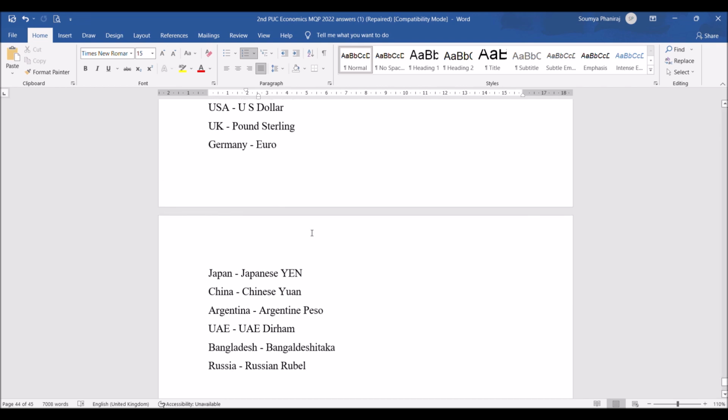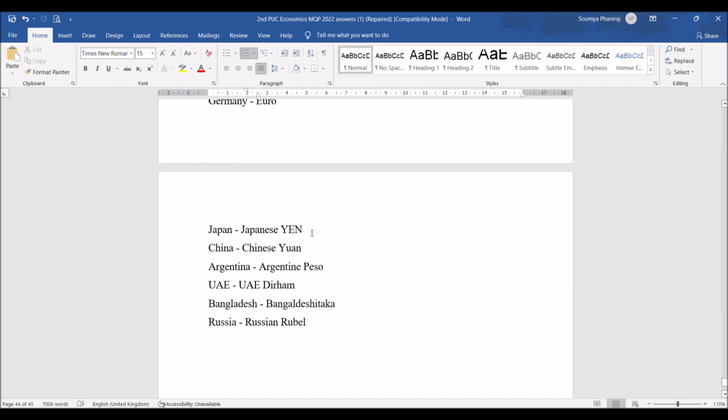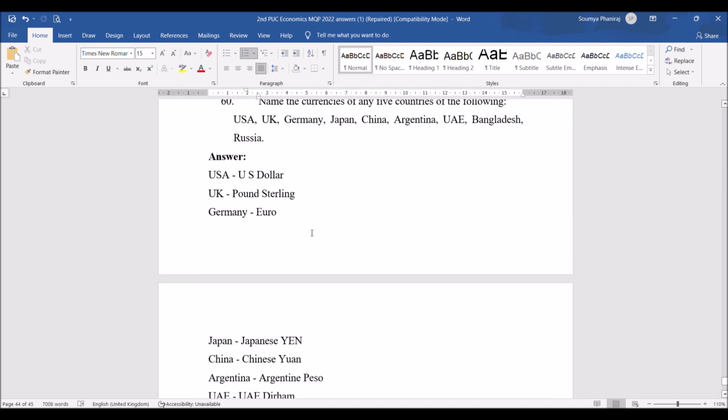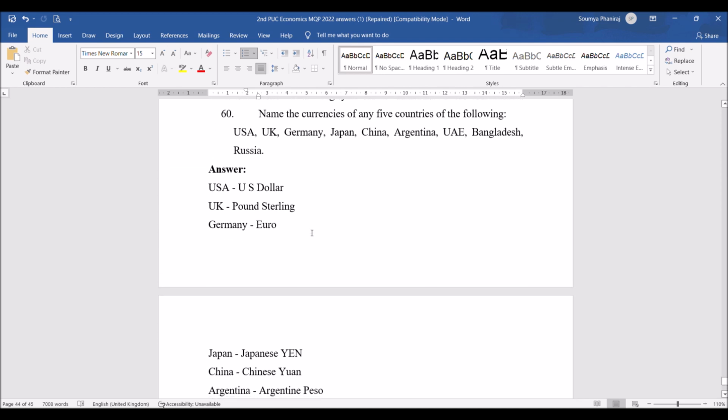So this completes part E of the model question paper, which is given by the Karnataka State PU Board. This is the recent question paper that we have discussed.